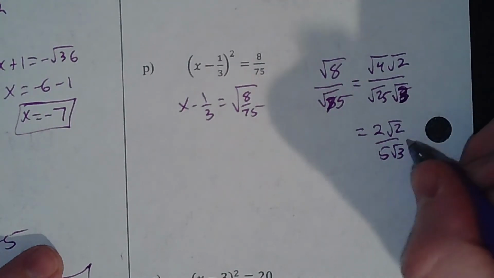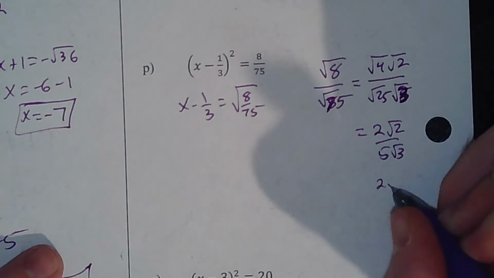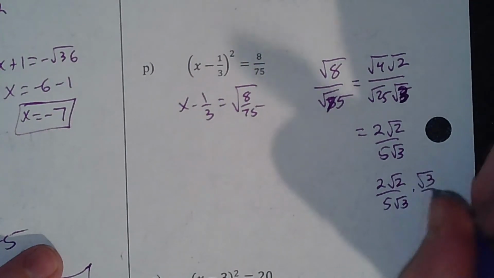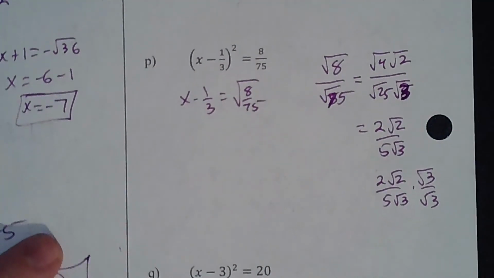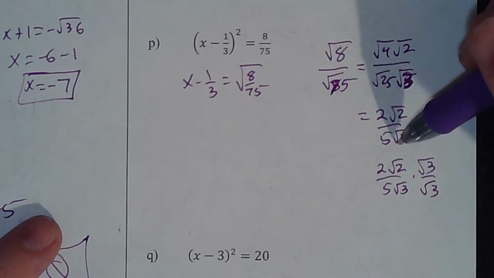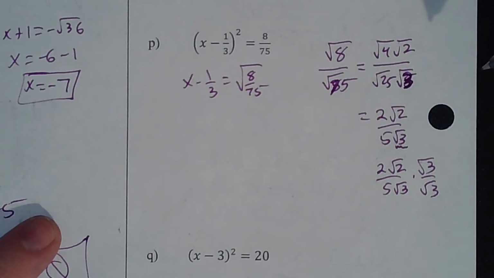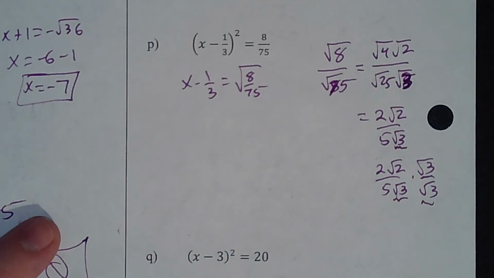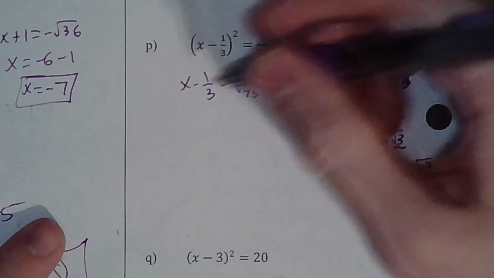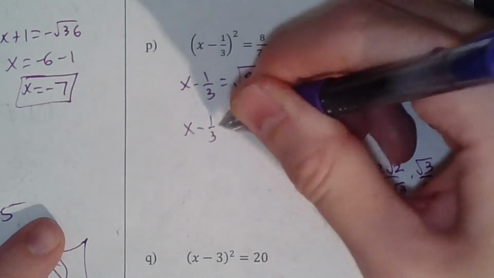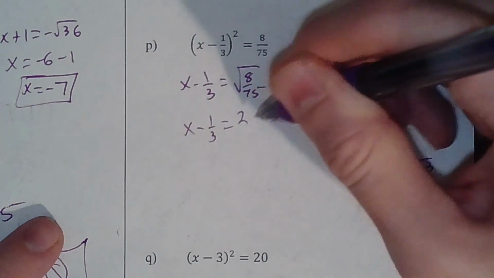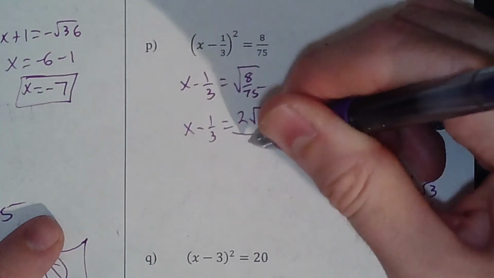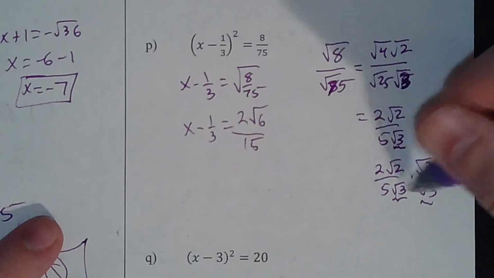We need to go ahead and multiply the top and the bottom there by the square root of 3 over the square root of 3. That is called rationalizing the denominator. As a reminder, whatever that guy is, every single time, you're going to be multiplying top and bottom by it right away. So you finally get x minus 1 over 3 equals 2 square root of 6, because that's 2 times 3 there, divided by 15. That's the 15 right there.